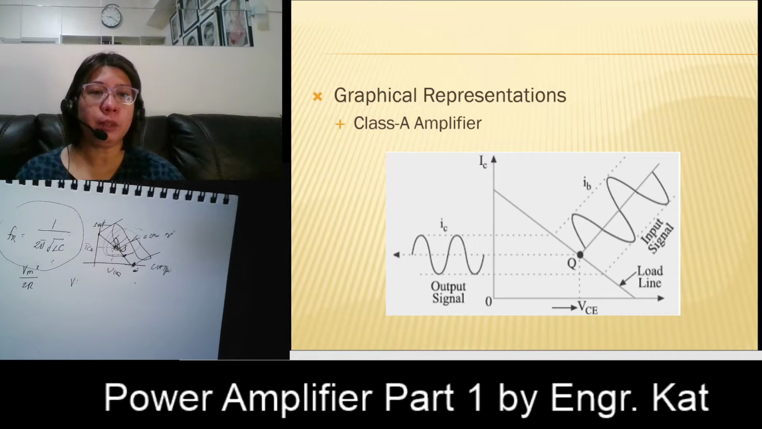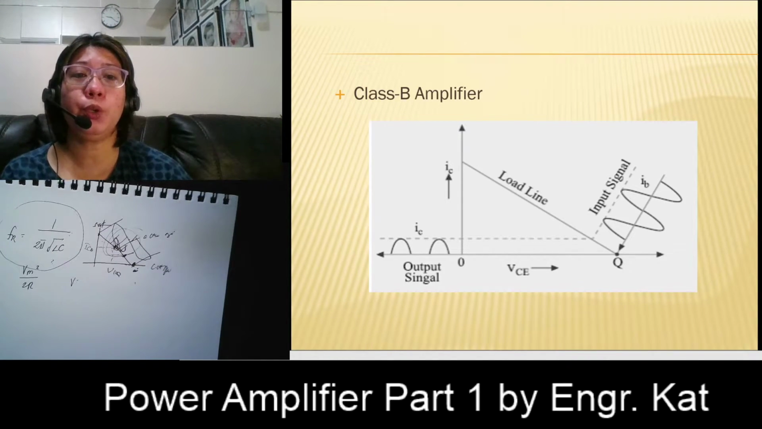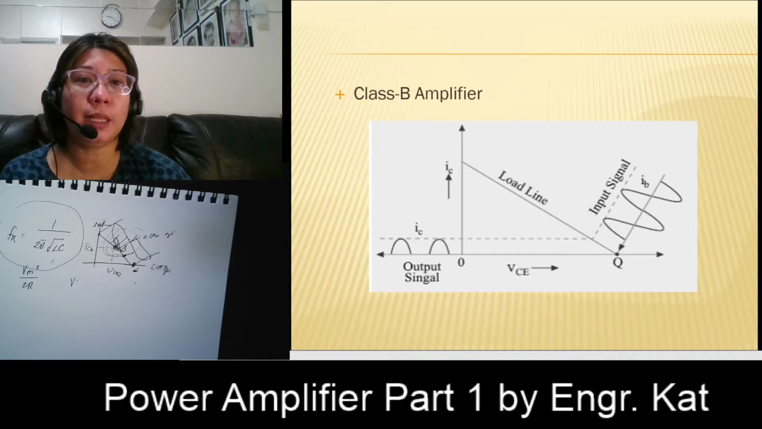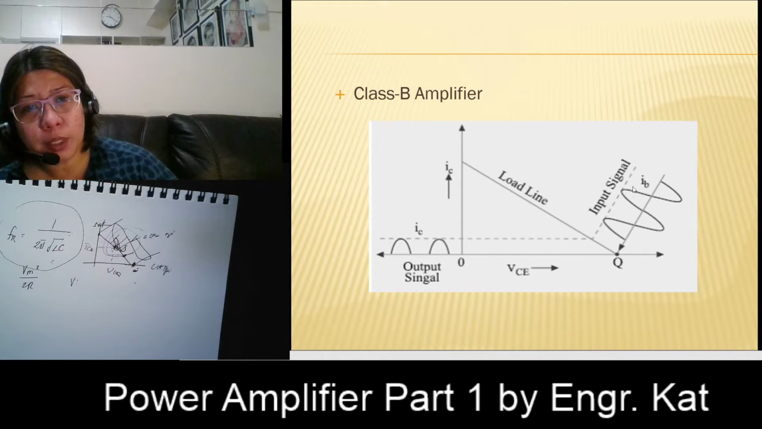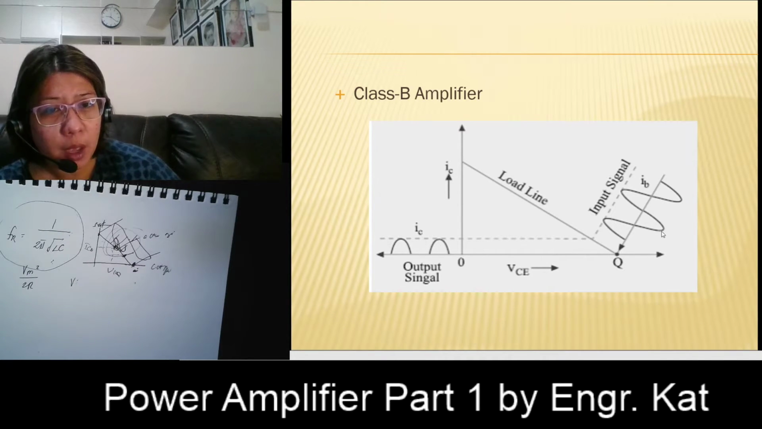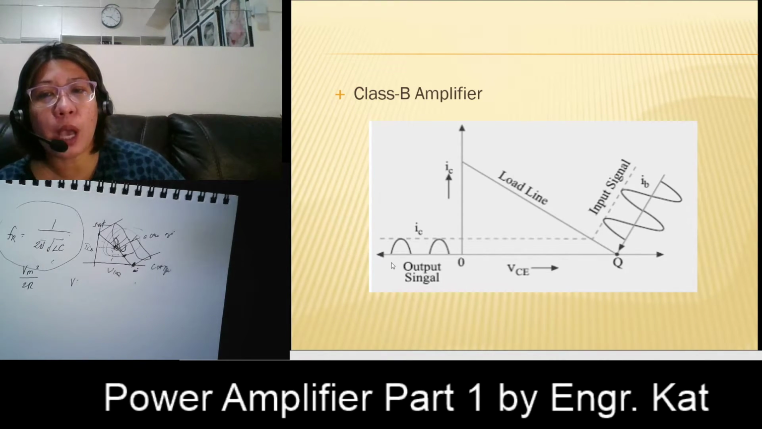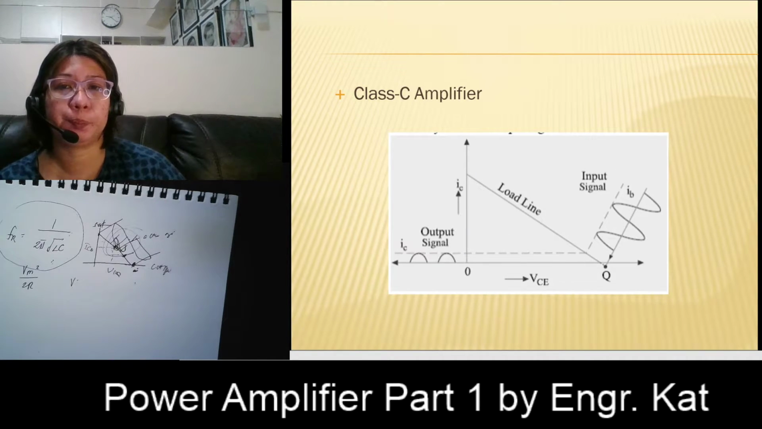And then for Class B amplifier, your Q point is located at the cutoff. If this is our input signal, we see that during the positive half, we have an output, but during the negative half, we don't have an output anymore. So this is equivalent to 0. That means you have an output only for the positive duration.